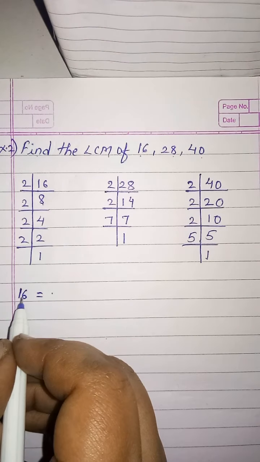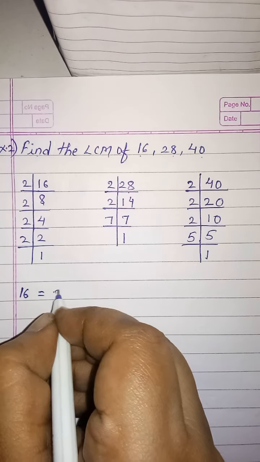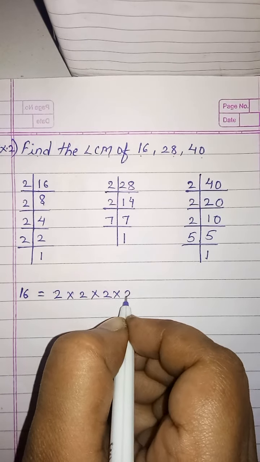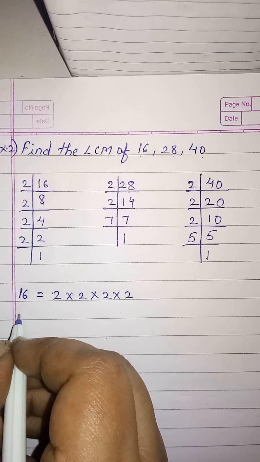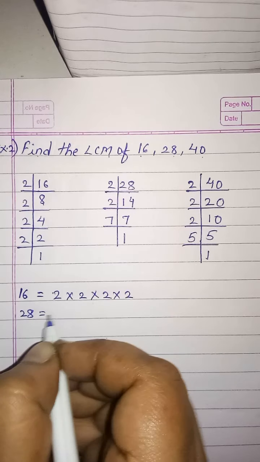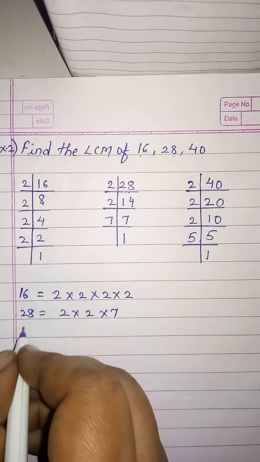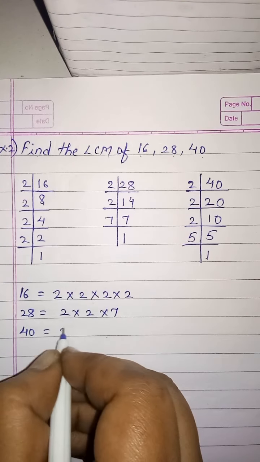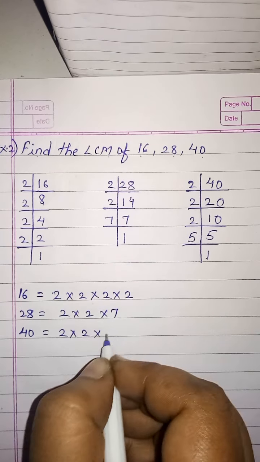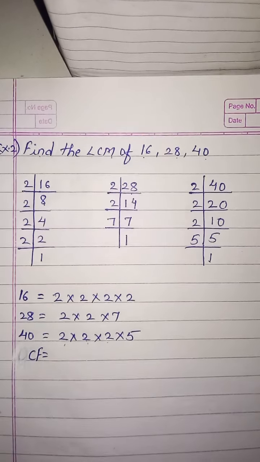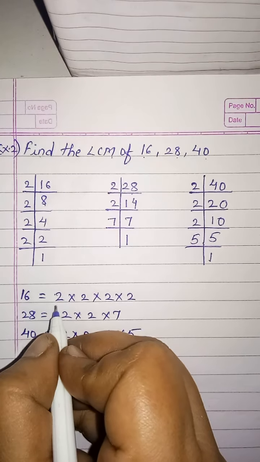Now we will write the factors of 16, that is 2 into 2 into 2 into 2. Now we will write the factors of 28, 2 into 2 into 7. Now we will write the factors of 40, 2 into 2 into 2 into 5. Now we will write the common factors from all three numbers.